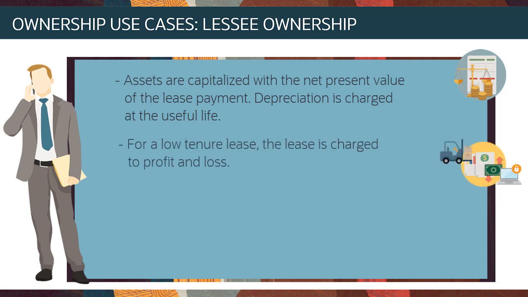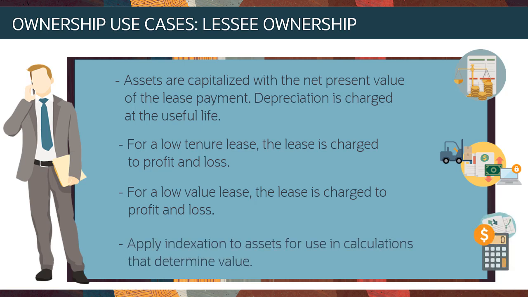For a low tenure lease, such as leasing a forklift for less than 12 months, the lease is charged to profit and loss. For a low value lease, such as laptops costing less than $5,000, the lease is charged to profit and loss. You can apply indexation to assets for use in calculations that determine asset value.